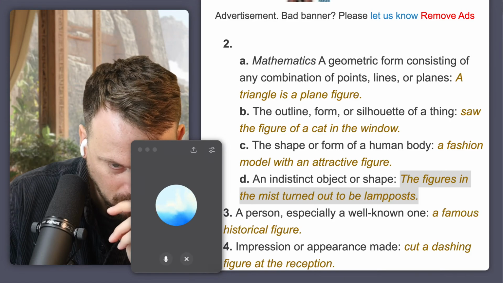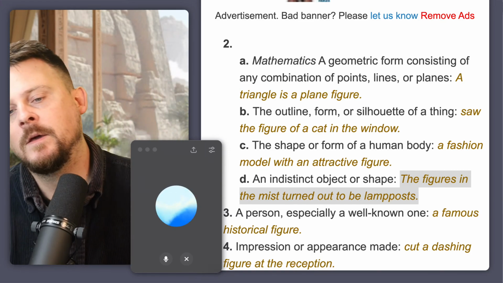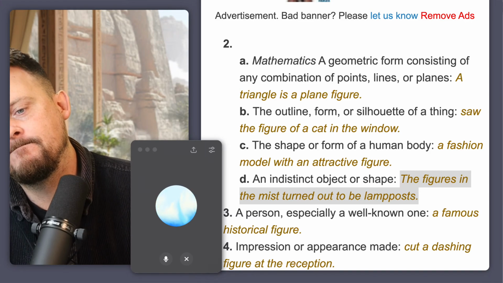Yes, you can definitely use figure when talking about shapes you see in clouds. You could say, I see a figure of a rabbit in the clouds, or there's a figure of a dinosaur up in the sky. Okay, cool.